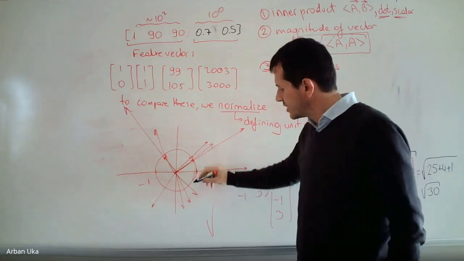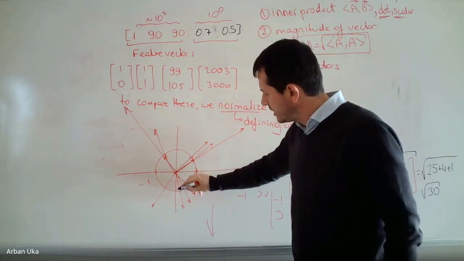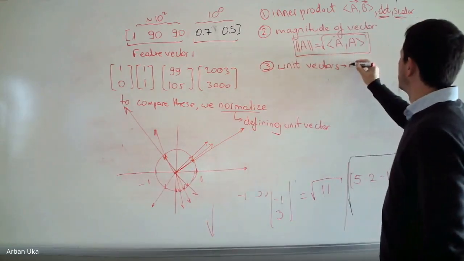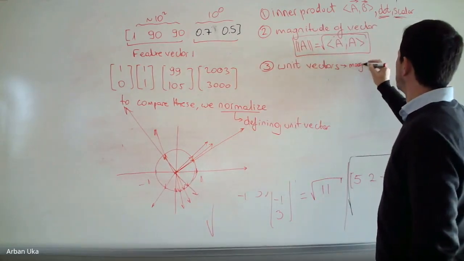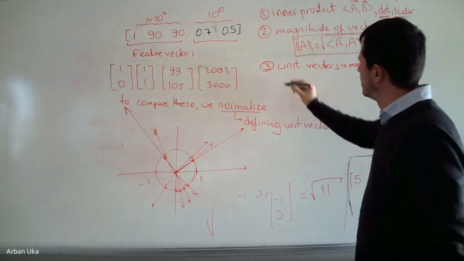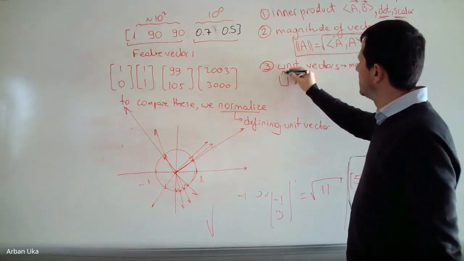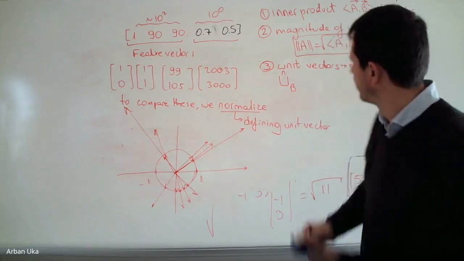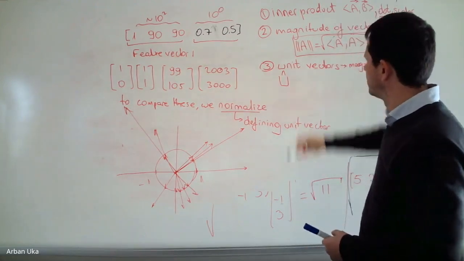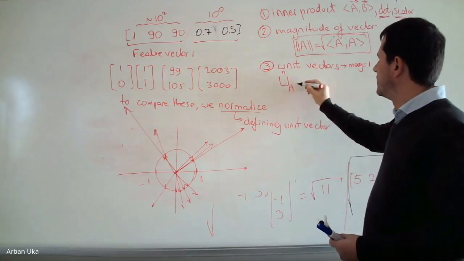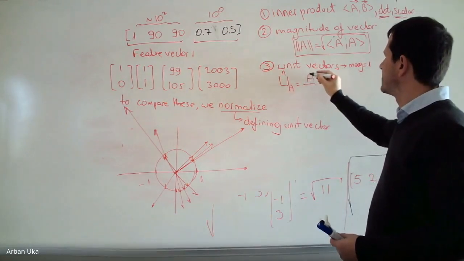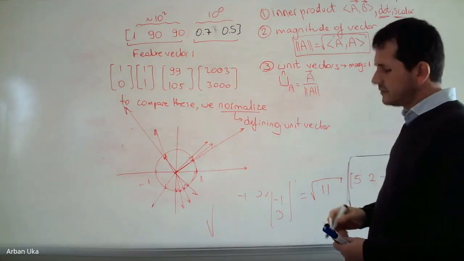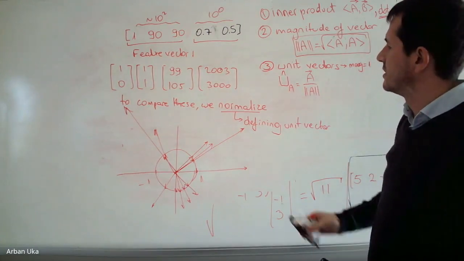Okay, so we define a unit vector, and a unit vector means that the magnitude is 1. We can define one unit vector along the A direction, and it is defined as this vector itself divided by the magnitude of A. So this is the definition.